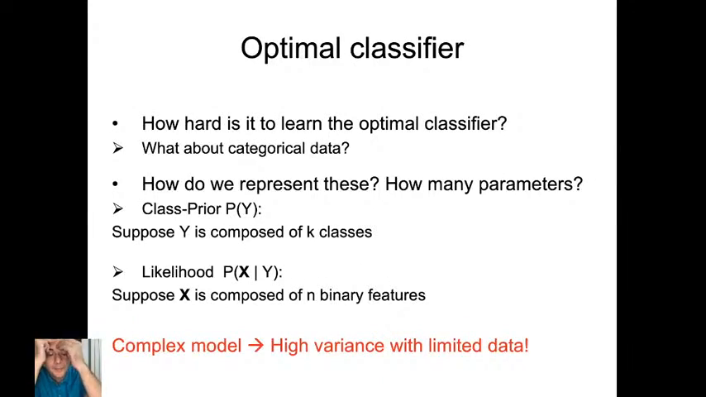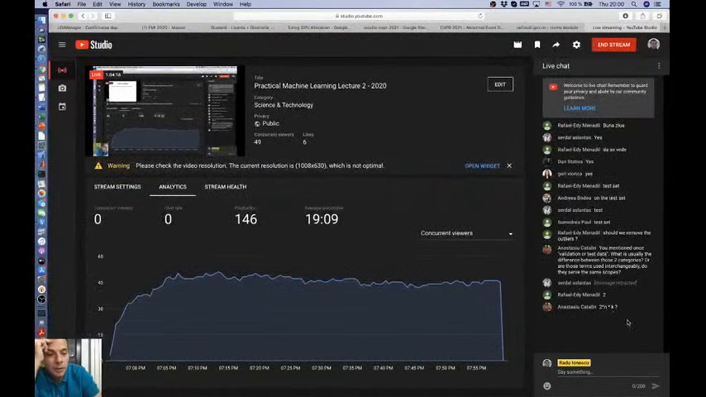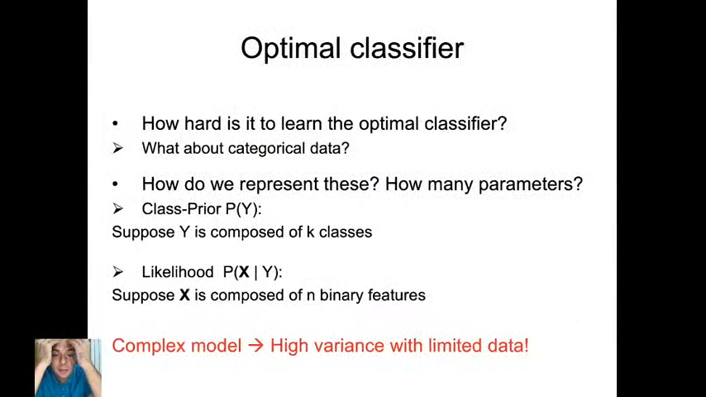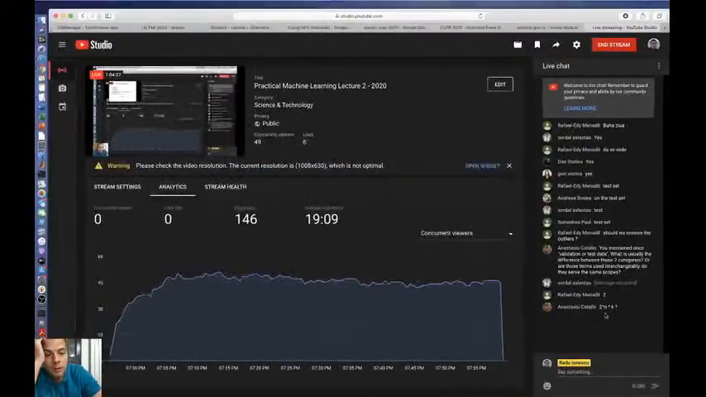Yeah, I think that's a good answer. So actually the model is very complex, so you need 2 to the power of n features, times k. That's the right answer. We have a good answer.